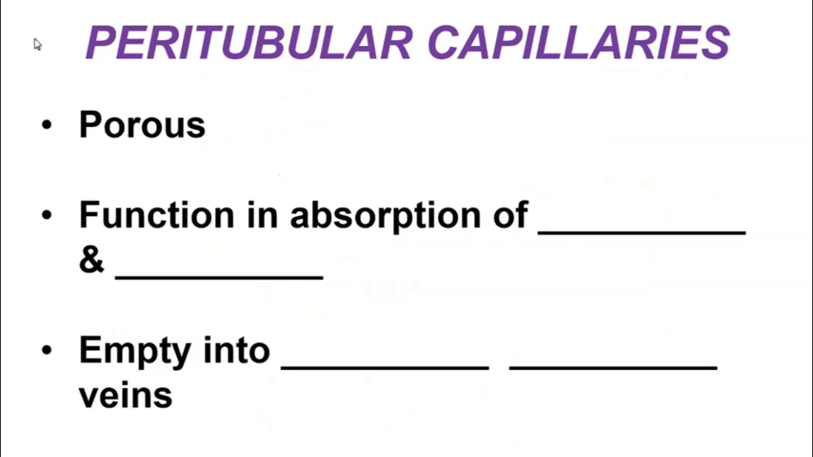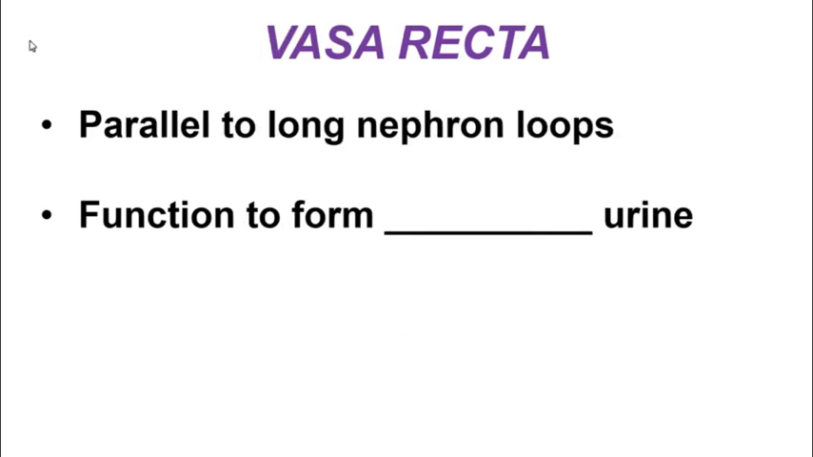So turning our attention to peritubular capillaries, we see that the peritubular capillaries are very porous, so they're functioning in absorbing both water and solutes from the fluid surrounding the renal tubules there. So their job is to pick up what the renal tubules are absorbing, and carry that back to systemic circulation. They empty their contents into the cortical radiate veins, as we talked about in the previous slide there.